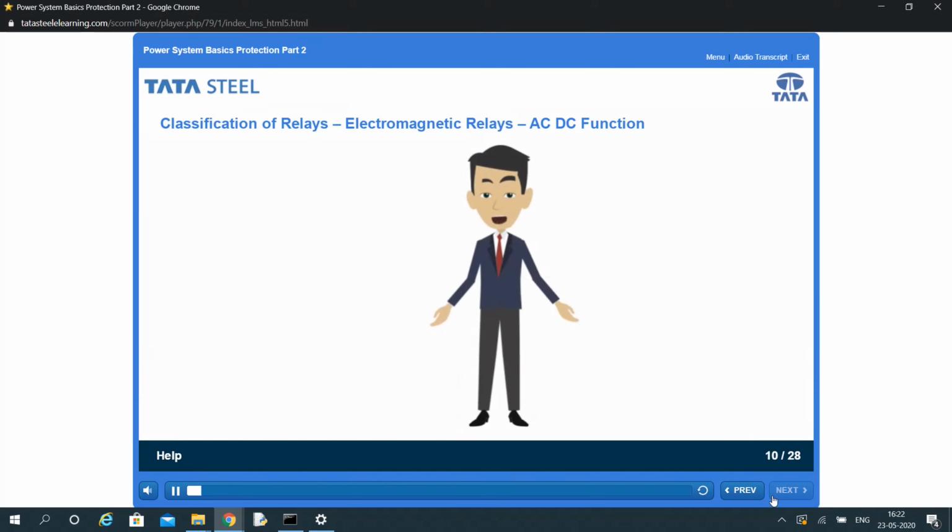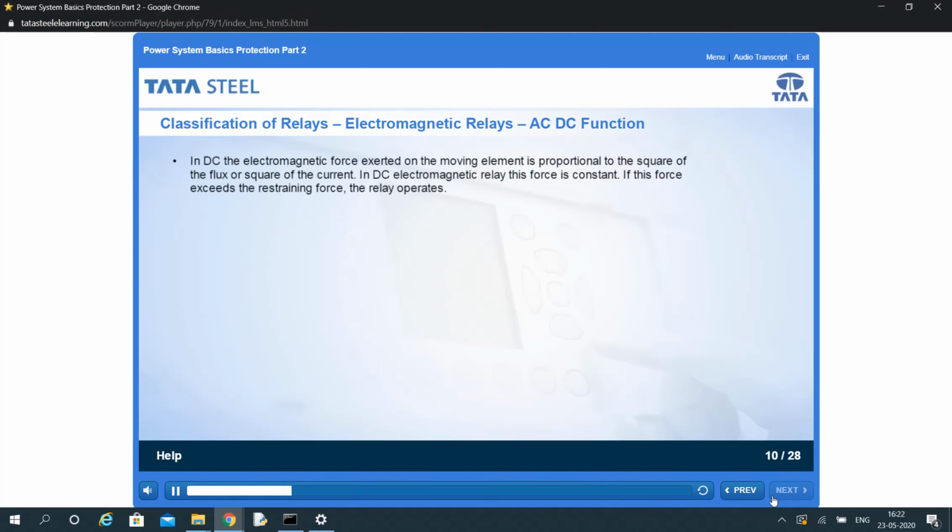We have learned that the simplified types of electromagnetic relay respond to AC and DC as well. Let us see how. In DC, the electromagnetic force exerted on the moving element is proportional to the square of the flux or the square of the current. In a DC electromagnetic relay, this force is constant. If this force exceeds the restraining force, the relay operates.